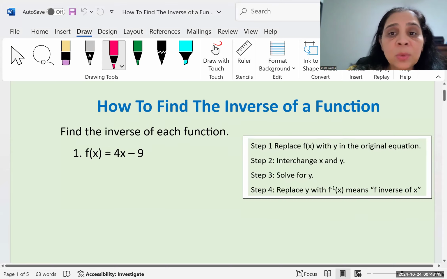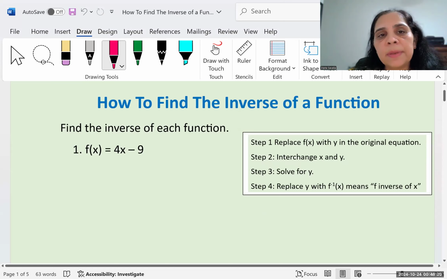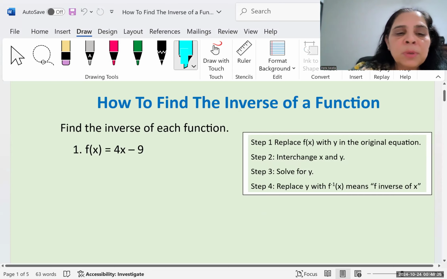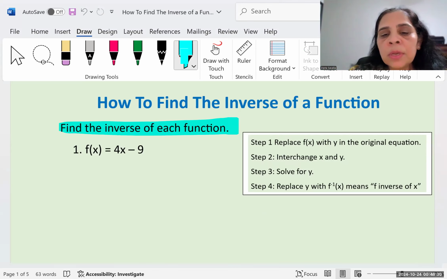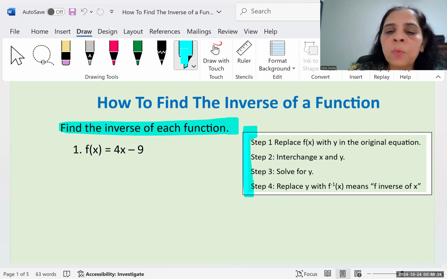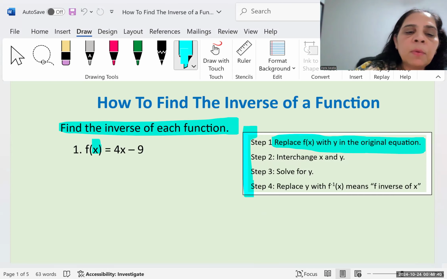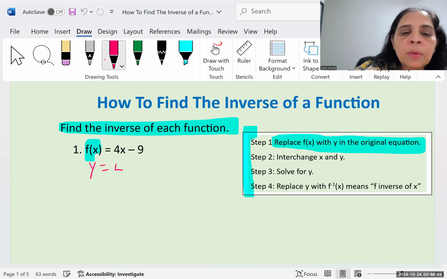All right, it's very simple step-by-step instruction here in this video. Very easy, okay? So just be patient. To find the inverse of a function, we just need to follow these four steps. Step one says replace f of x with y in the original equation. So here we have f of x, we will just replace it with y. y equals 4x minus 9.